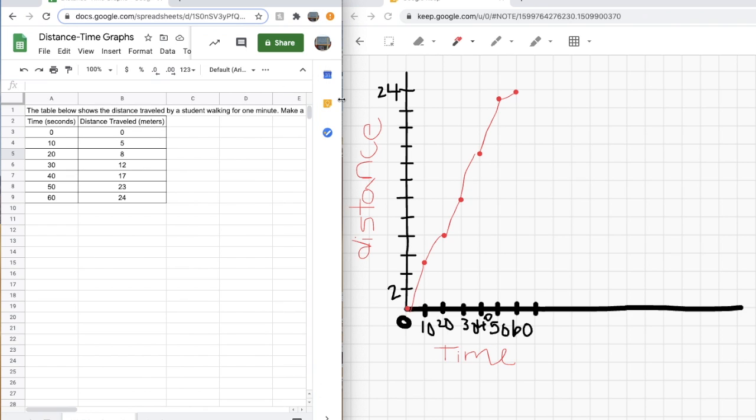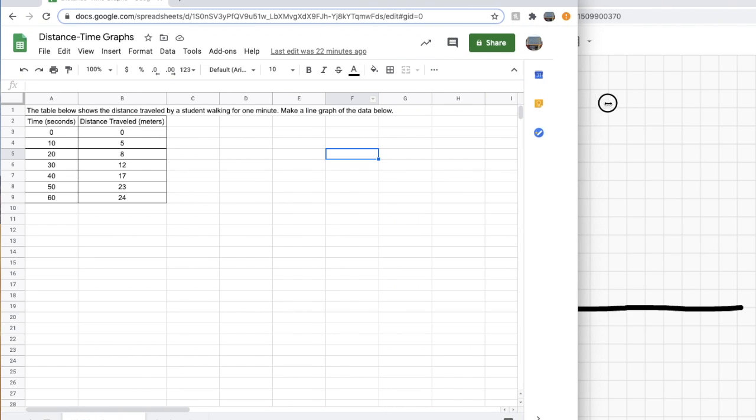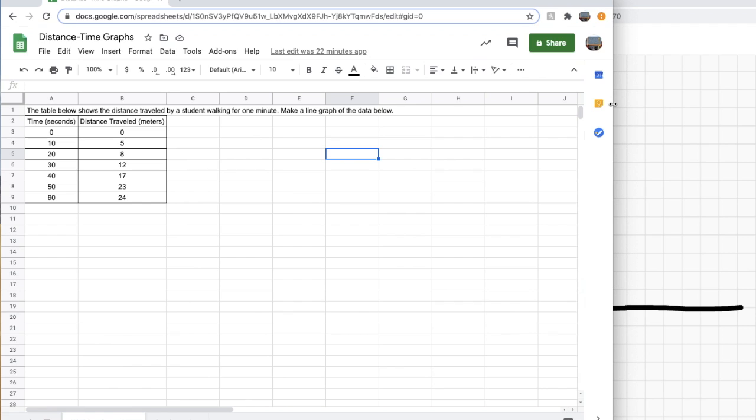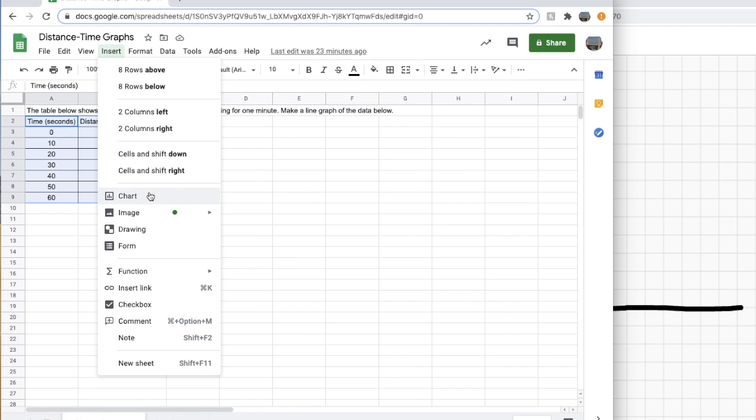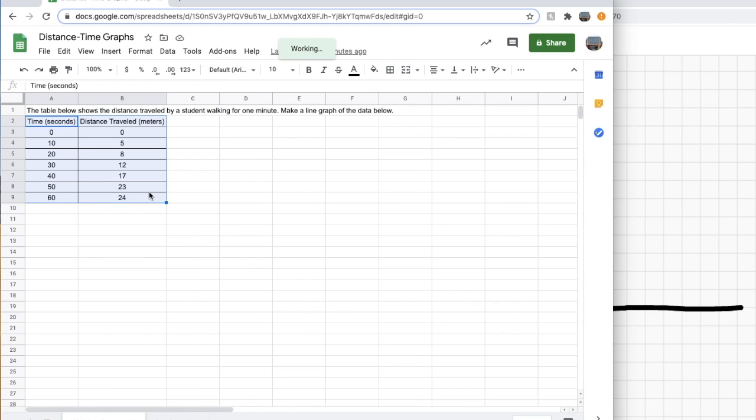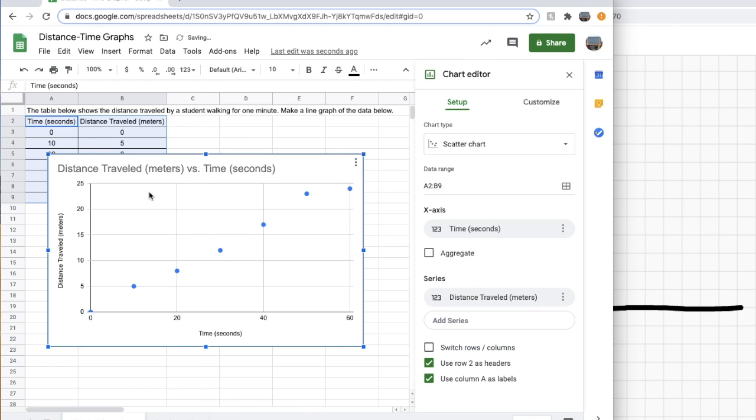So after that atrocity, let's go over to doing it by computer. What we're going to do when we graph by computer is we're just going to highlight the data that we want. So highlight the data table. You go to Insert. You go to Chart. Hopefully this is bringing back some memories of the last time we did this. And here we get a much nicer version of that graph I just made.